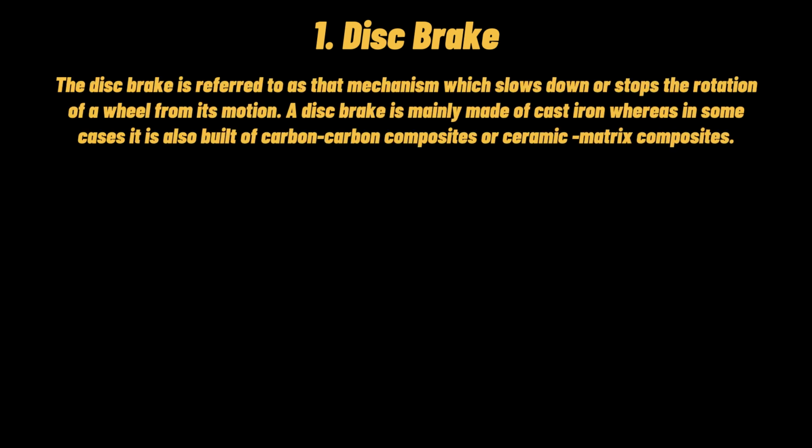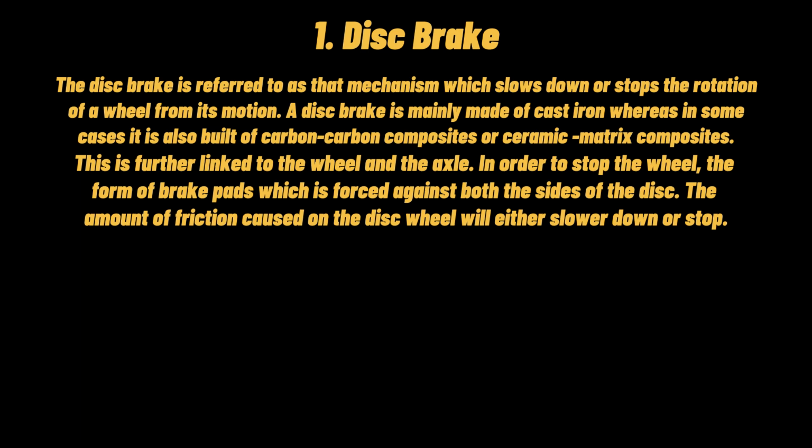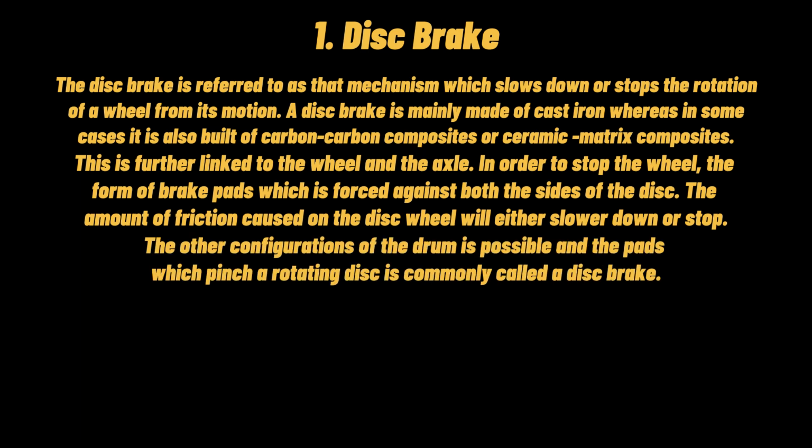1. Disc brake. The disc brake is referred to as that mechanism which slows down or stops the rotation of a wheel from its motion. A disc brake is mainly made of cast iron, whereas in some cases it is also built of carbon-carbon composites or ceramic matrix composites. This is further linked to the wheel and the axle. In order to stop the wheel, the brake pads are forced against both sides of the disc. The amount of friction caused on the disc wheel will either slow it down or stop it. Other configurations of the drum are possible, and the pads which pinch a rotating disc are commonly called a disc brake. 2. Working of drum brake.